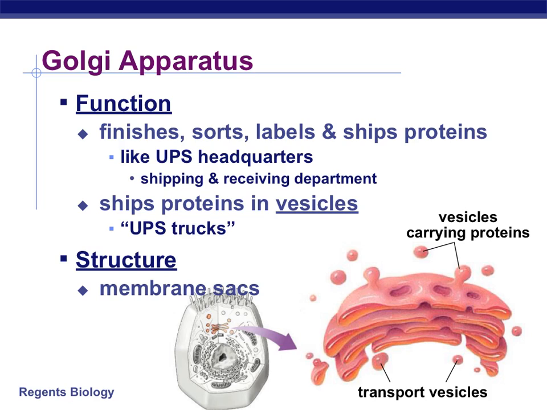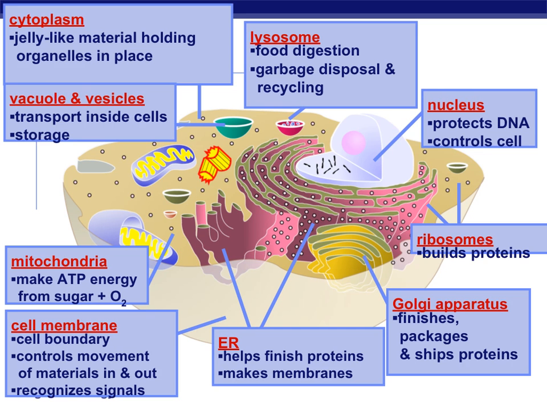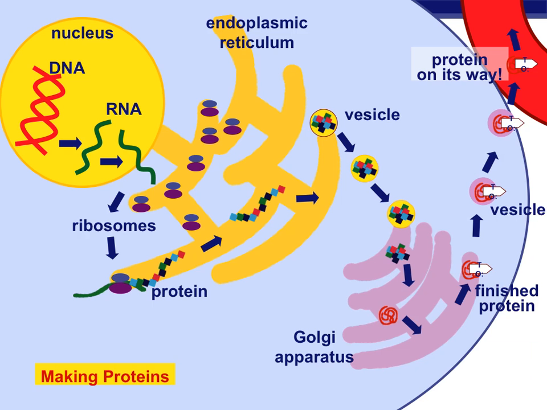Examples of these might be enzymes or proteins that act as hormones. They'll be housed in these vesicles and moved to the cell membrane to be exported by the cell. Pause, review. This is just a slide to review this process of proteins.